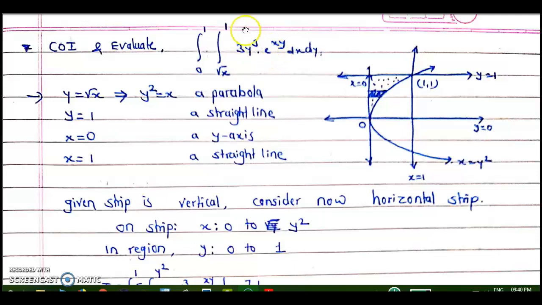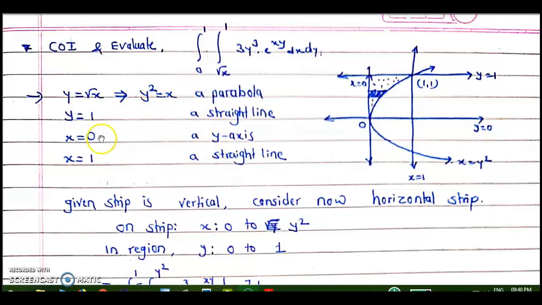Now as already said, these four limits are nothing but the four curves. Inner integral limits are functions of x, that's why they are the limits of y. Lower limit of y is root x, therefore y equal to root x gives us y square equal to x, a parabola. Then upper limit is y equal to 1, a straight line. Then x varying from 0 to 1, so 0 and 1, these are the straight lines.